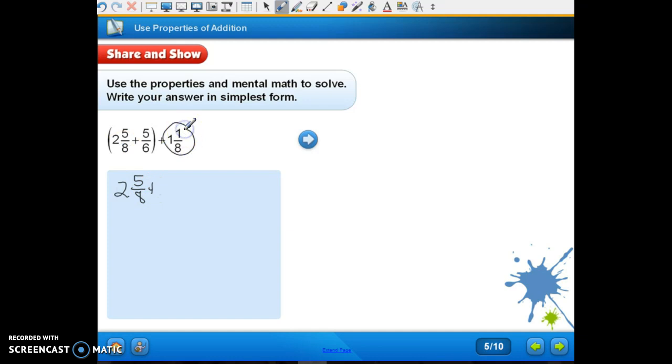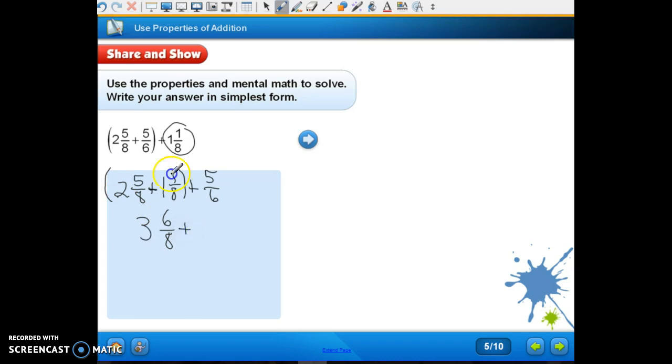We're going to take 1 and 1/8. We're going to move it over there by the 5/8. We're going to switch it and the 5/6. And we can use our associative property to group them. Okay. So now I have 2 and 5/8 plus 1 and 1/8. What is 5/8 plus 1/8? 6/8. And 2 plus 1 is 3.